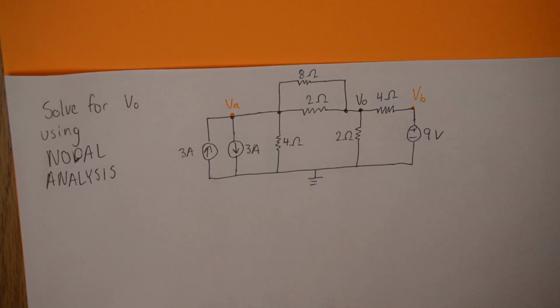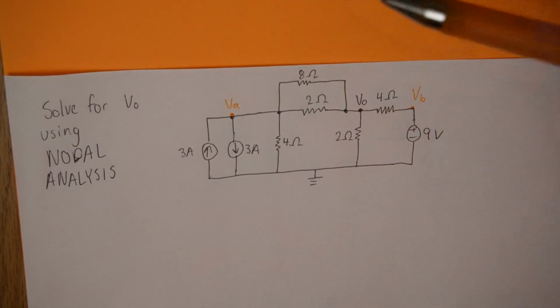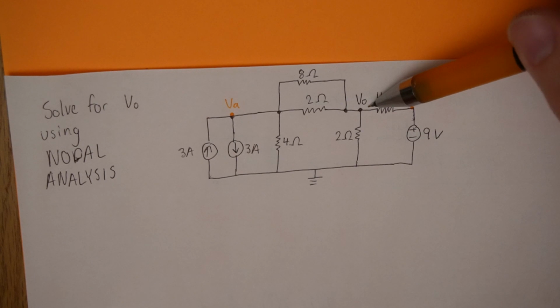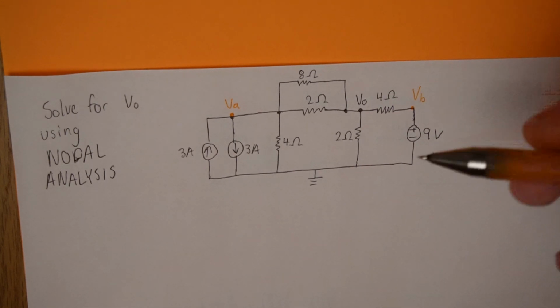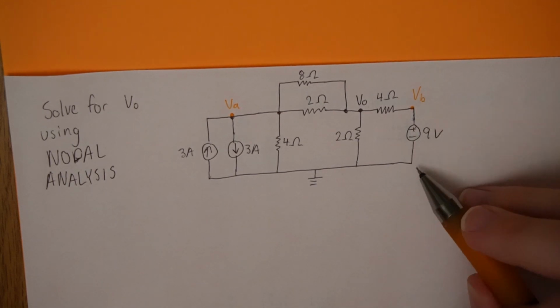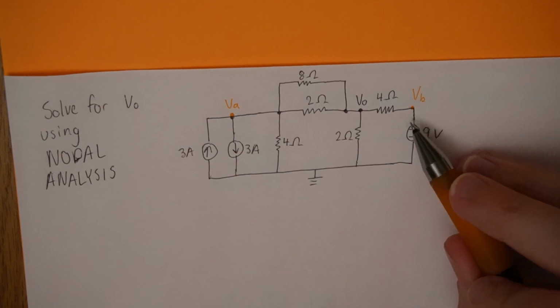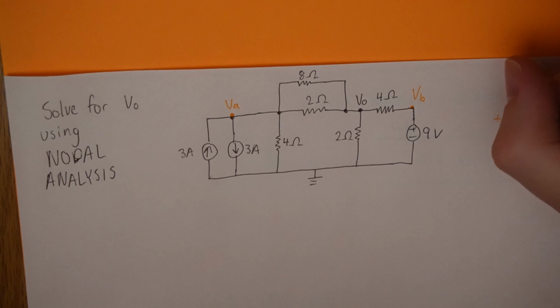Now, starting off, let's see what we can solve first. VA, that's a big node. I'll have to write an equation for it. VO, it's got a bunch of stuff connected to it. I'll also have to write an equation for it. However, VB is a simple case. So we see how on one side of VB, there's a ground, and on the opposite side of this, there's VB.